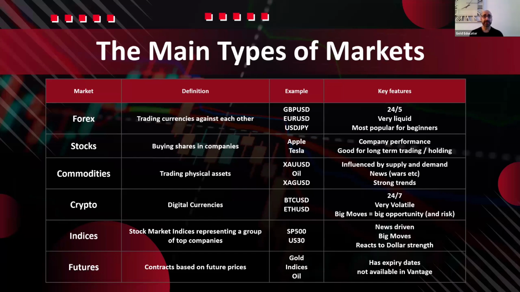So we've got Forex, first of all. Forex is something that you've probably heard of already. Essentially that's foreign exchange, and it's where you are basically trading currencies against each other. So you'll recognize that GBP USD is the pound versus the dollar, EUR USD is the euro against the US dollar, and then you've got USD JPY, which is the US dollar against the Japanese yen. Now there are multiple Forex pairs out there. I'm just giving you a few examples.